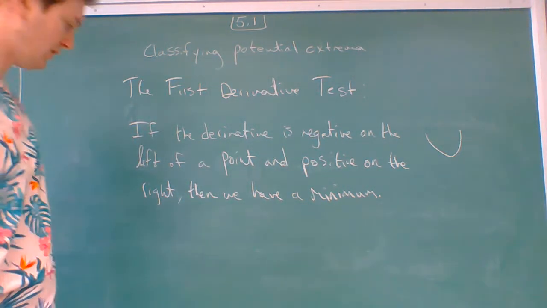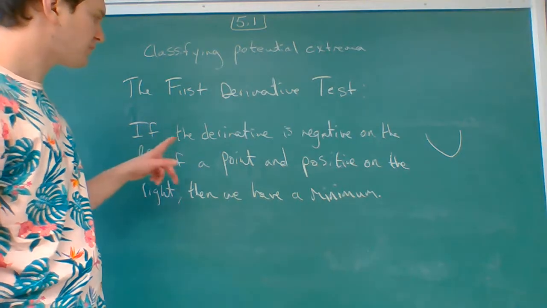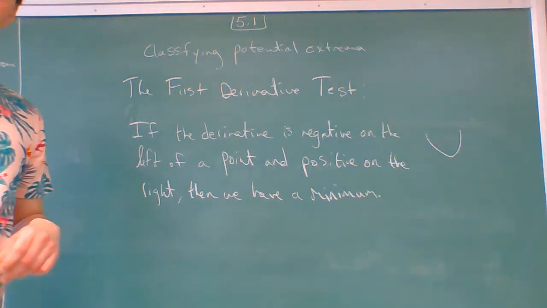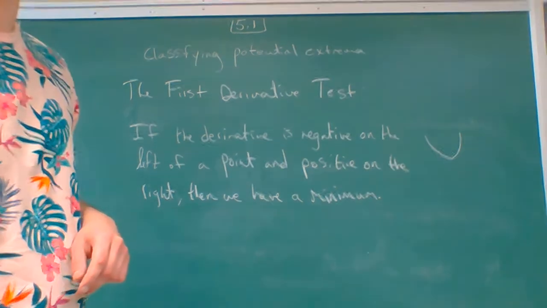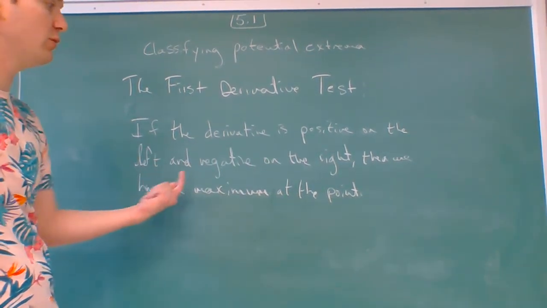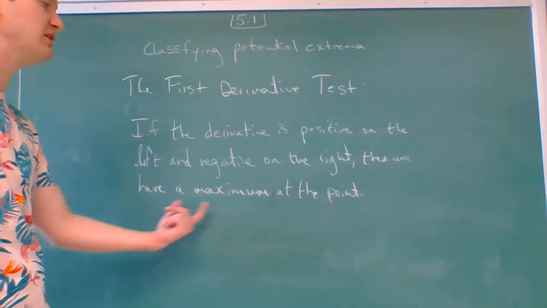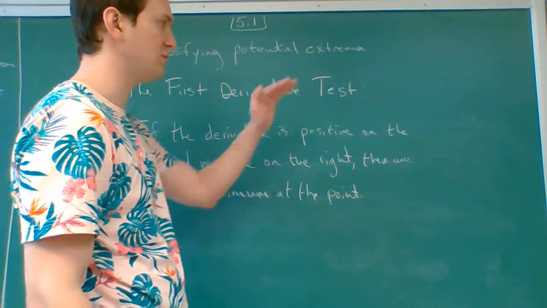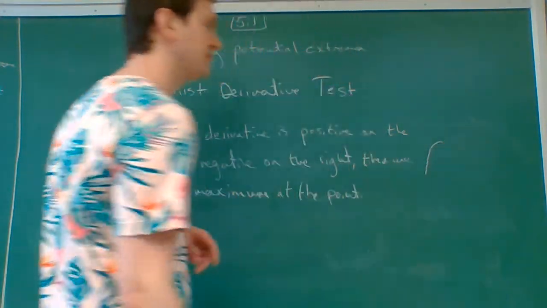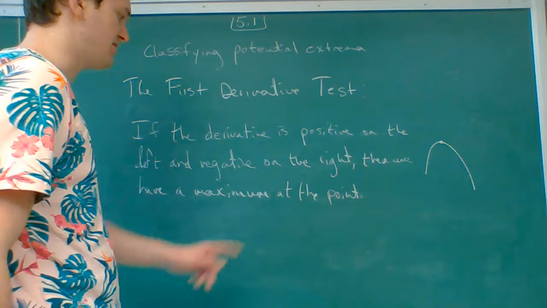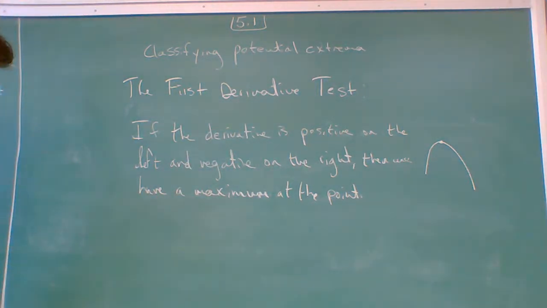Similarly, if the derivative is positive on the left and negative on the right, then we have a maximum. This is the corresponding statement: if the derivative is positive on the left of the point, so the slope of the tangent line is going up, and negative on the other side of this point of interest, then that point is a maximum. So it should seem like a pretty intuitive test.